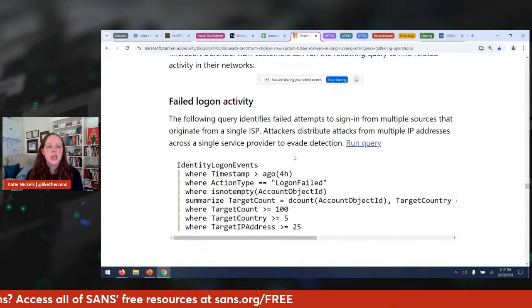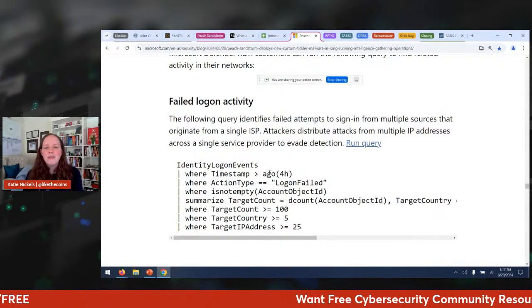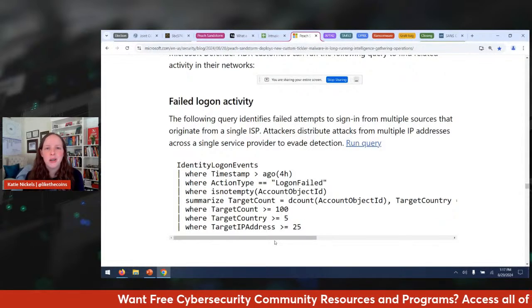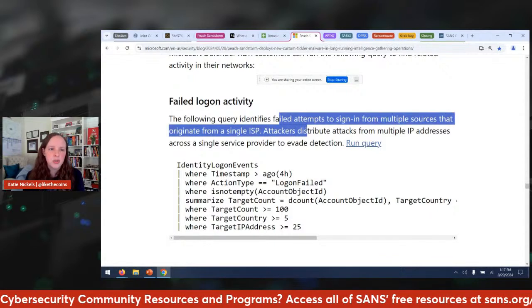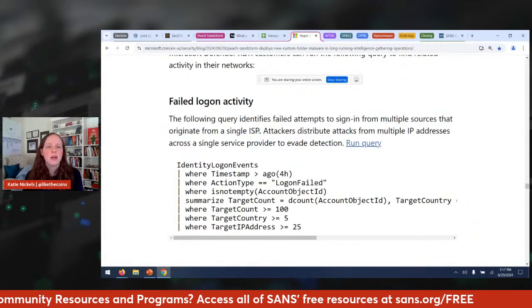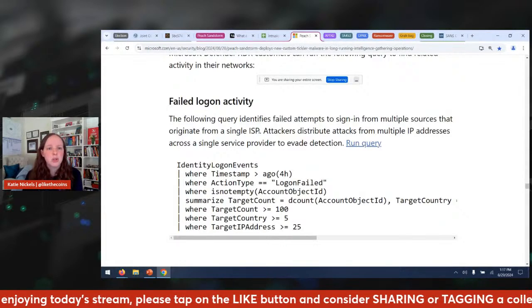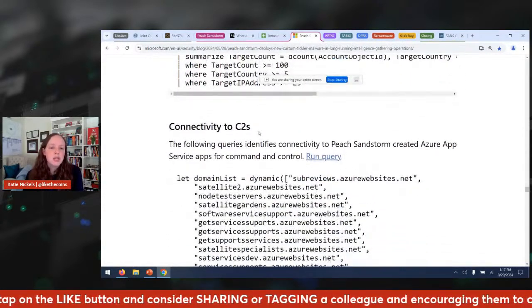Now, this is in KQL, I believe, the language Microsoft uses in many of their tools, but even if you don't use that query language, you can translate this into whatever language you use. Looking for failed attempts to sign in from multiple sources, from a single internet service provider. That's something you could translate to whatever platform you're using. So a nice thing that Microsoft does.